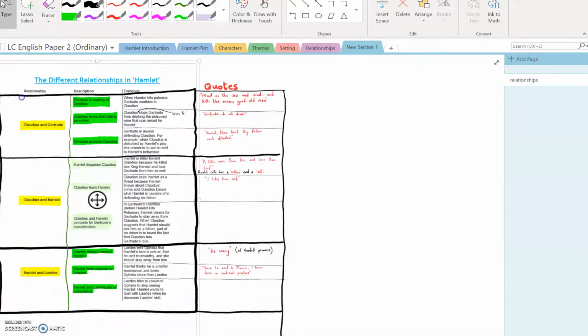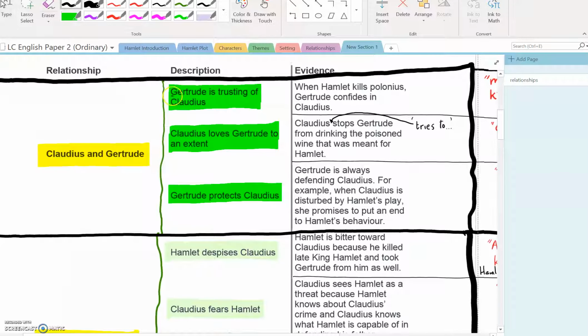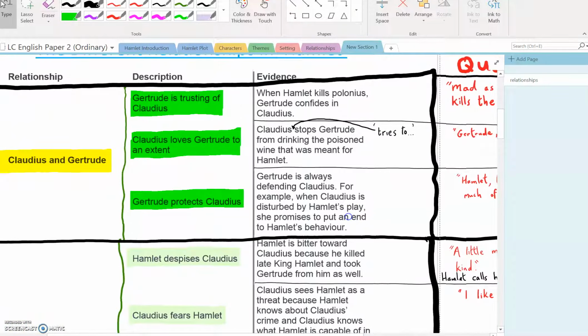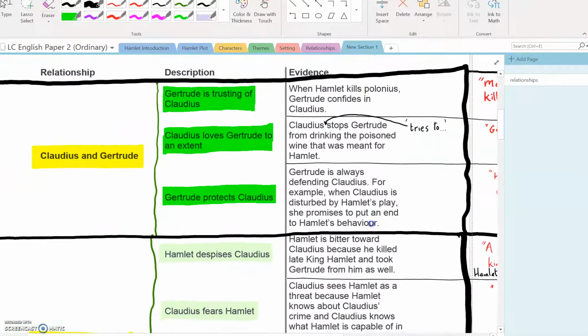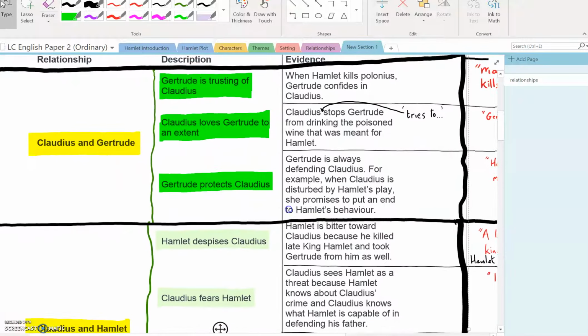Let's take a quick look at Claudius and Gertrude. What type of relationship did they have? Well, Gertrude is trusting of Claudius, and there's an example there, and then there's a quote to back it up. Claudius loves Gertrude to a certain extent. There's an example there, and then there's a quote. And Gertrude protects Claudius, and there's an example there and a quote. And that repeats itself for all of the different relationships.